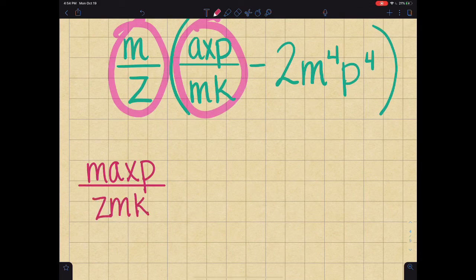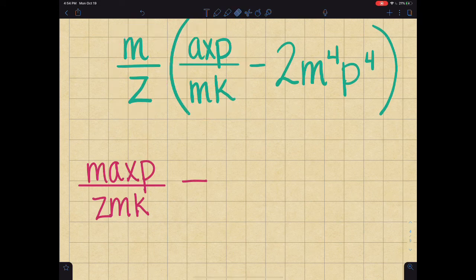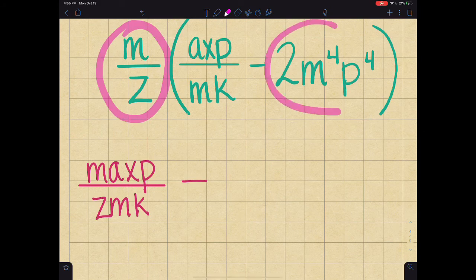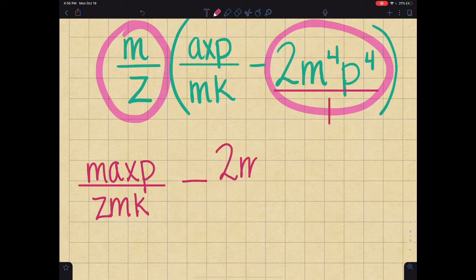ZMK. And then I'm going to put a minus sign, and then I'm going to do the second part of the equation, which is multiply this by this. And I'm going to think of this expression over here as a fraction over 1, okay? So when I multiply the numerators, this time I'm going to do 2m, and how many m's are there?